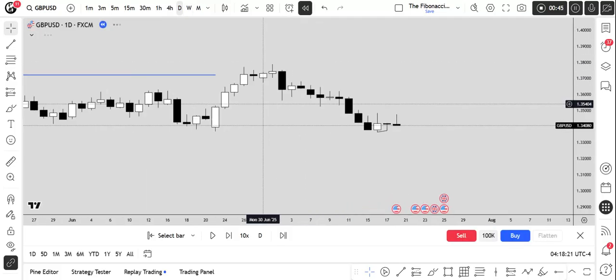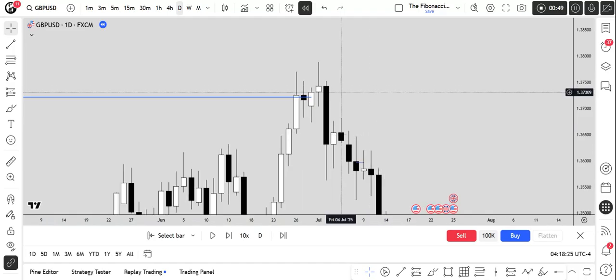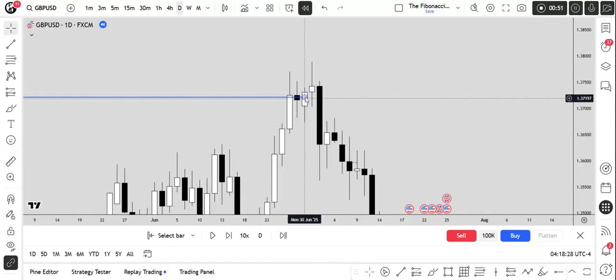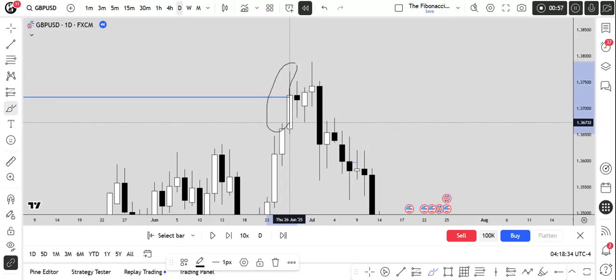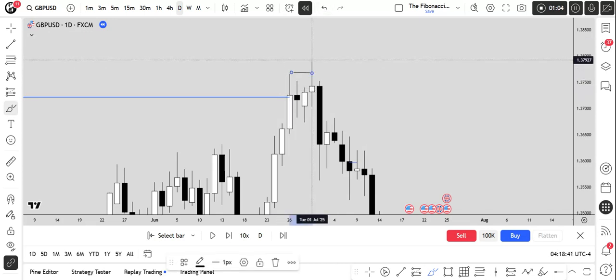So we have taken out this high. After taking out this high, we can see the pattern forming. In this pattern, this is a candle which has touched the weekly objective, and after that there was a consolidation of 2 days, and after that consolidation of 2 days we have taken out this high.